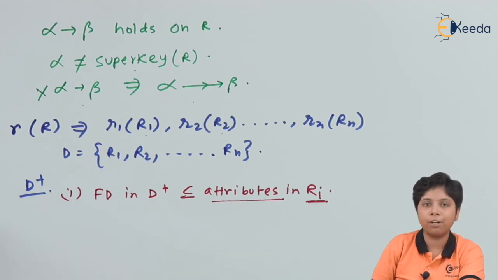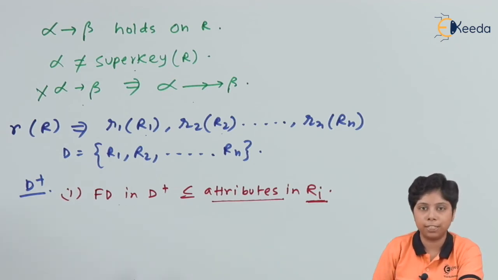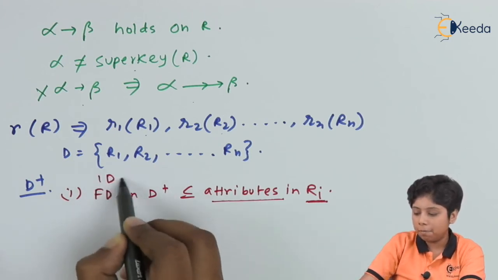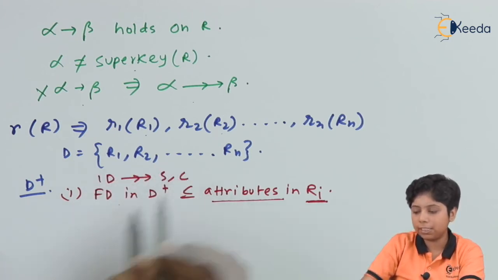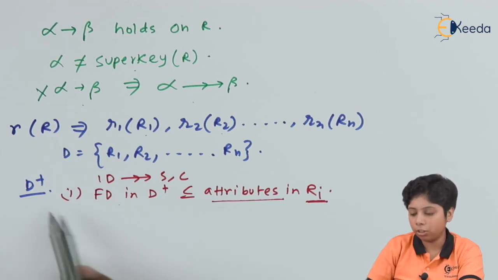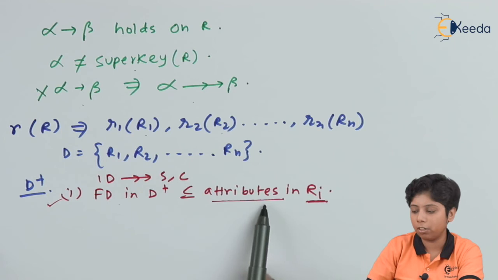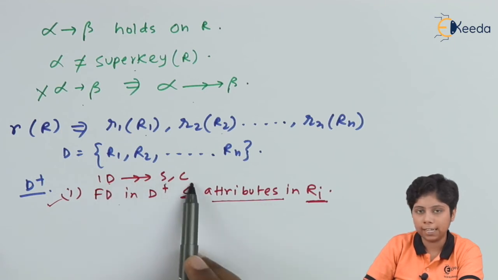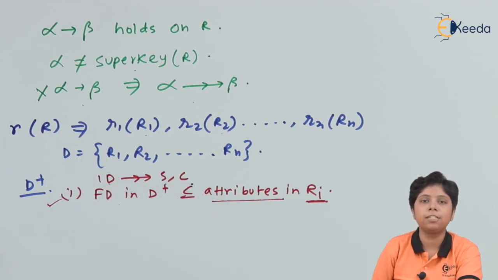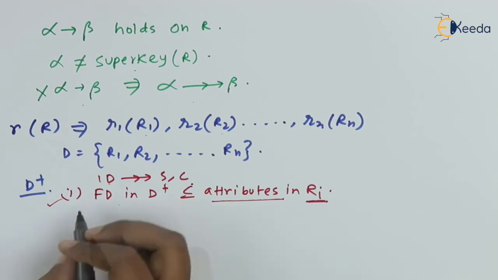Say for this address, city, or the ID, street, city. So the ID multivalued street, city is a part of this first relation because the FD in D plus consists of the attributes ID, S and C. That is the relational schema of that Ri.